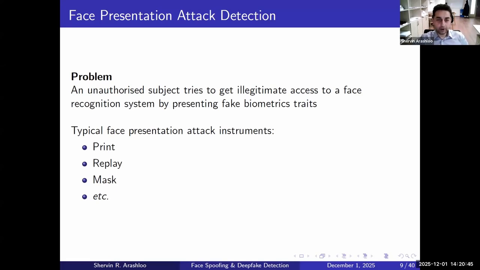Or if I have a video, I may try to replay it on an iPad to get access to the system. Or probably you have seen that there are silicone masks now that resemble human skin. It is quite difficult, even by looking at those masks, to tell if it is a mask or the skin of a human. And there are certainly other types of attacks that may have emerged more recently. So this is called face presentation attack detection. It challenges the reliability of such systems.